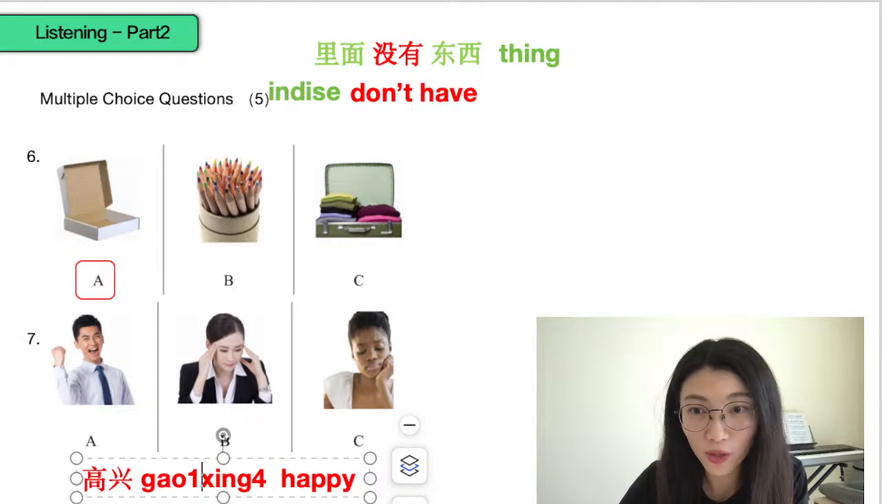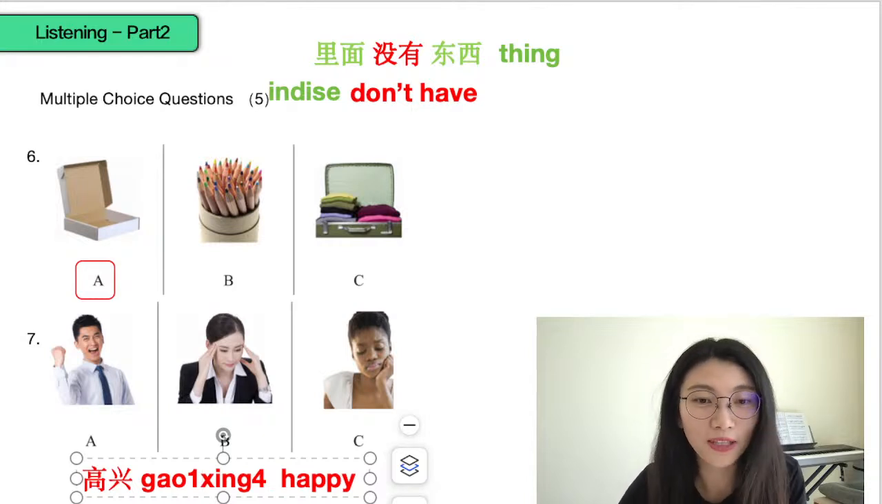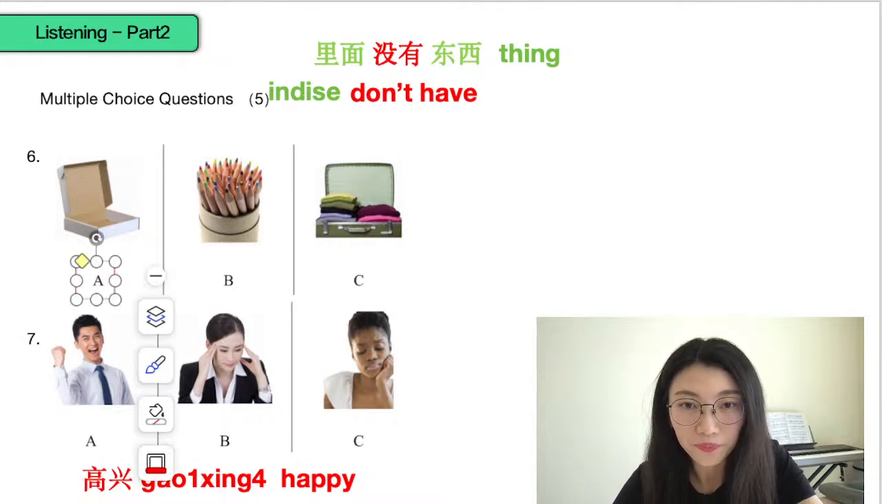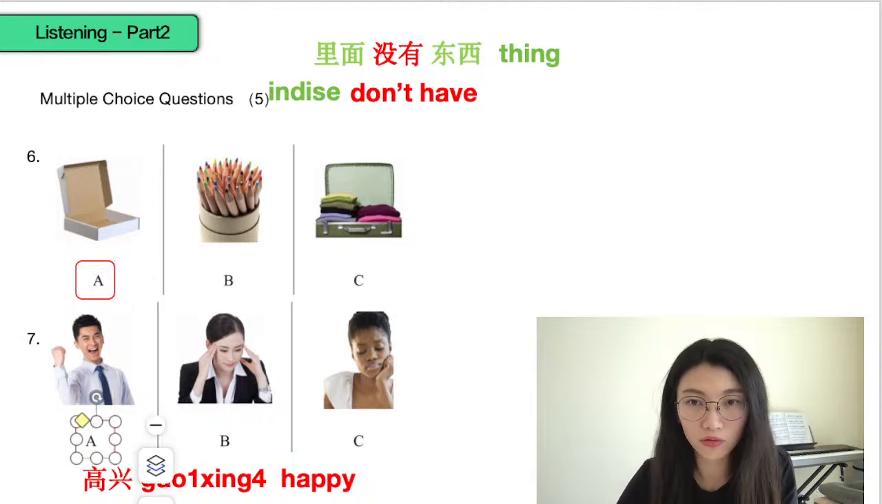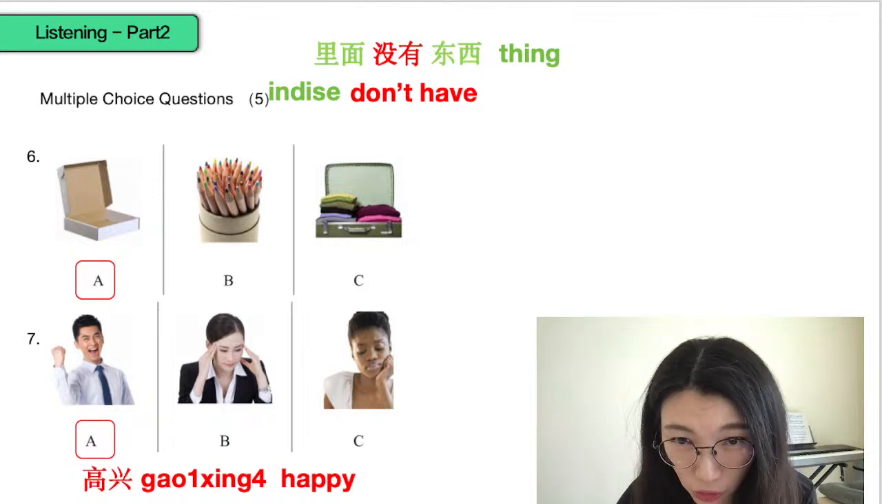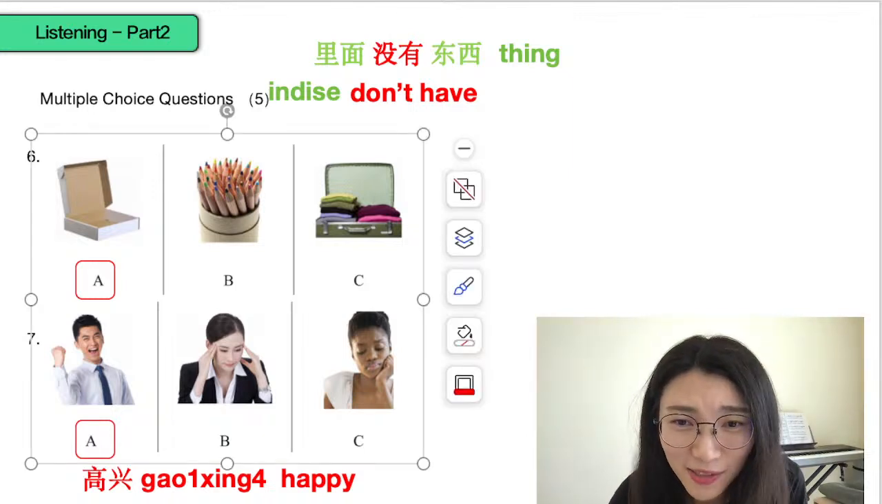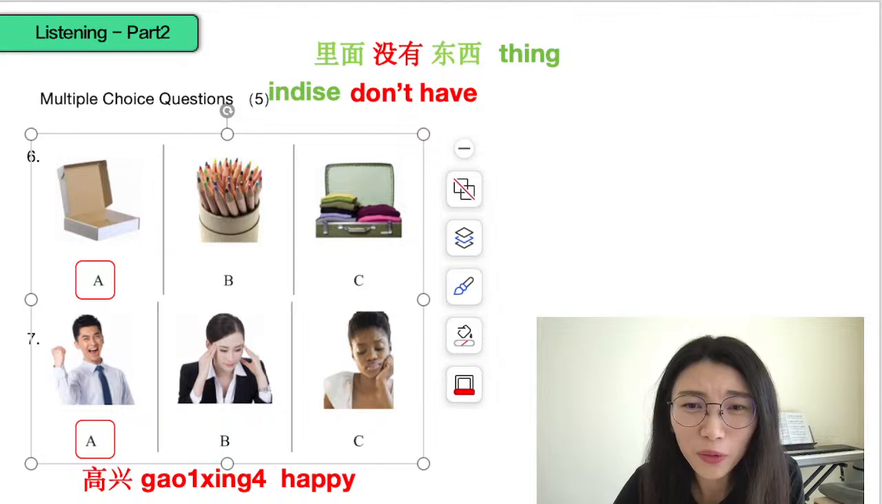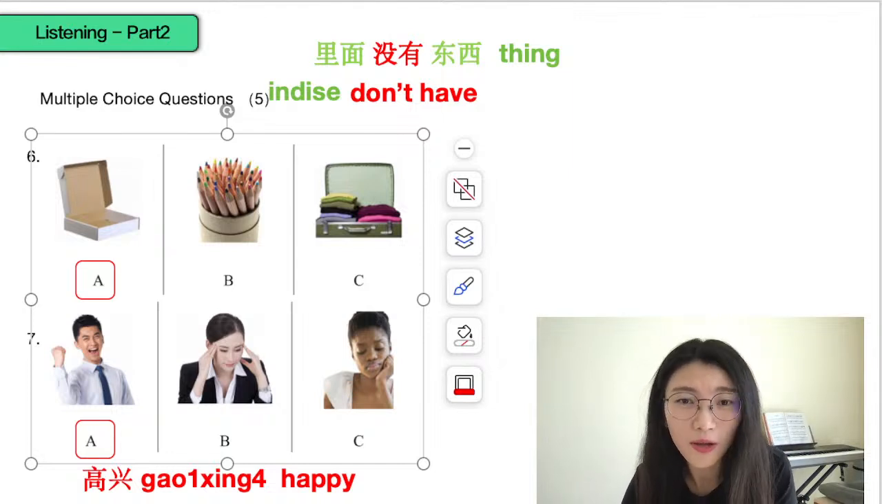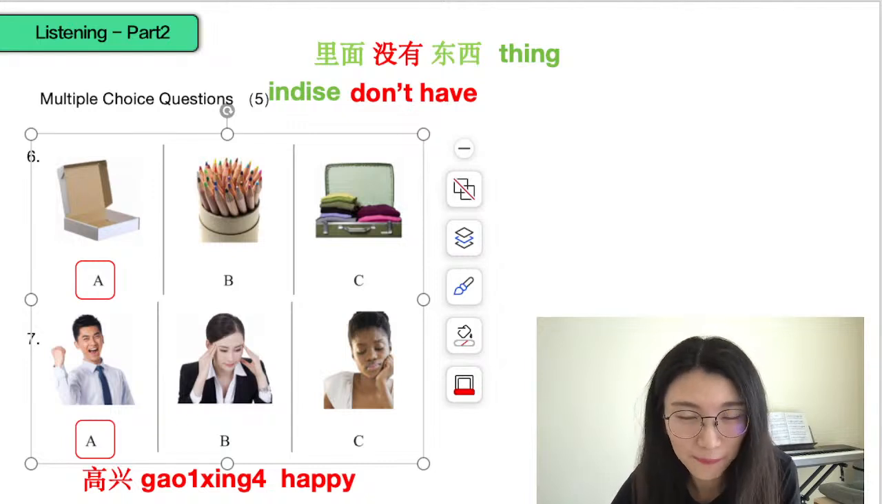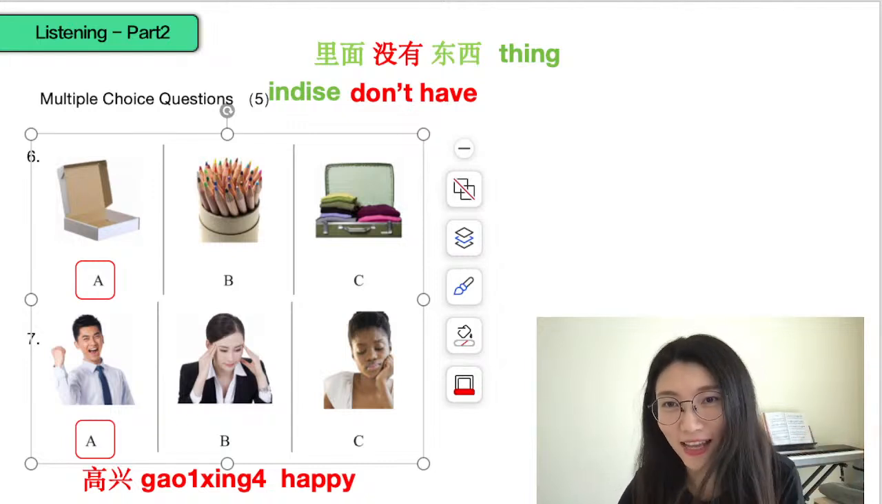So number 7, which one you choose? Yes, great, well done. A, very good. He's very happy. So B and C are not correct. Actually, when you look at these questions, you will know that A is totally different from B and C, the opposite. So it may be A. Before we listen, we can guess the answer.